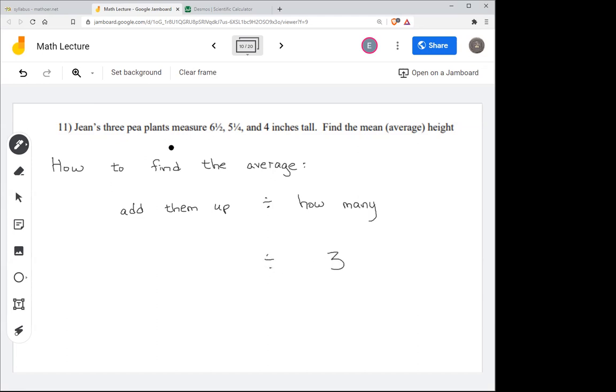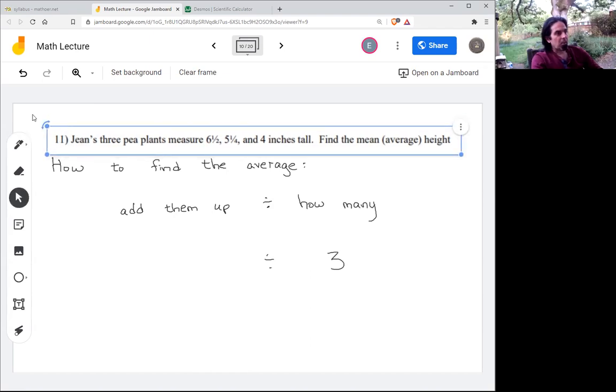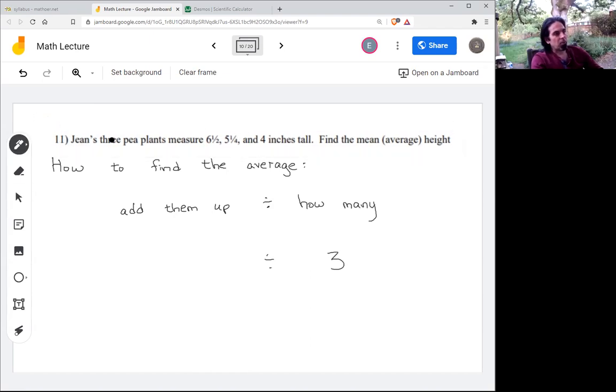When I add them up, I'm going to change these things to decimals again because that's just easier for my calculator. So 6.5, I would make 6.5. 5.25, I would make 5.25. And 4 is just 4.